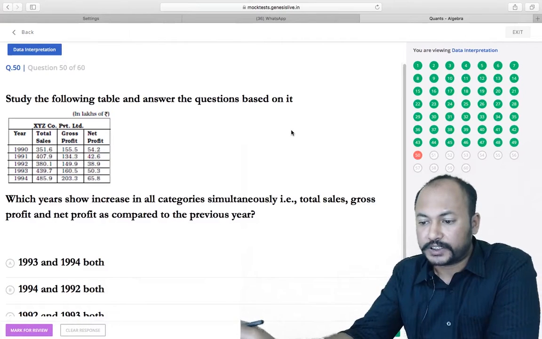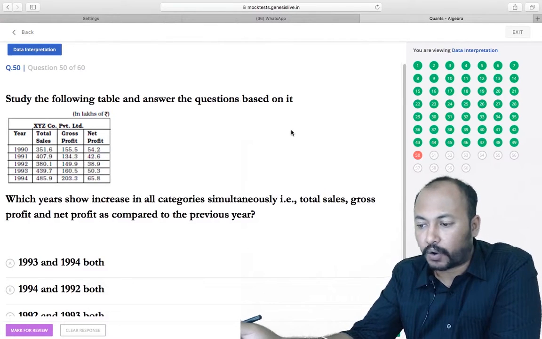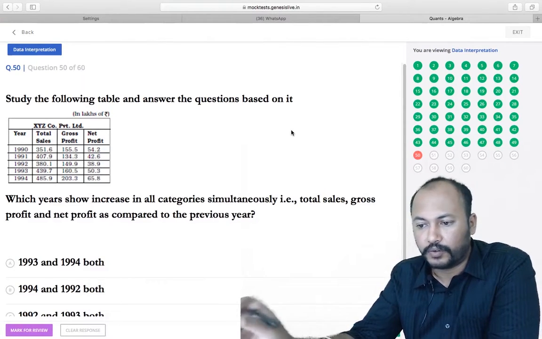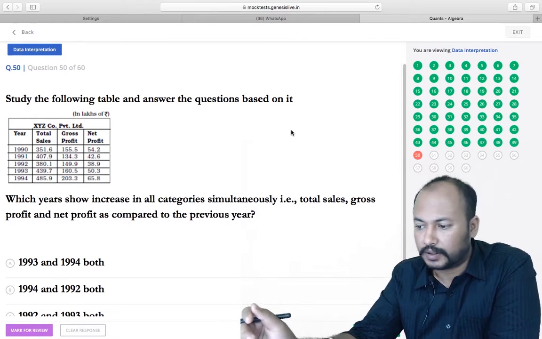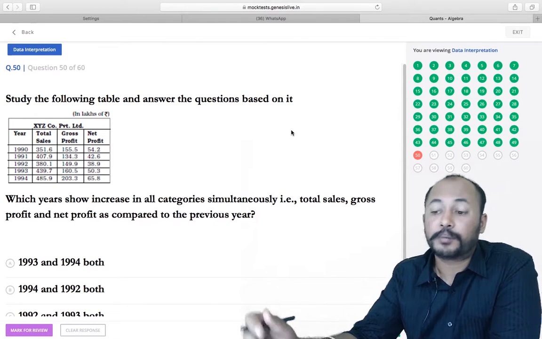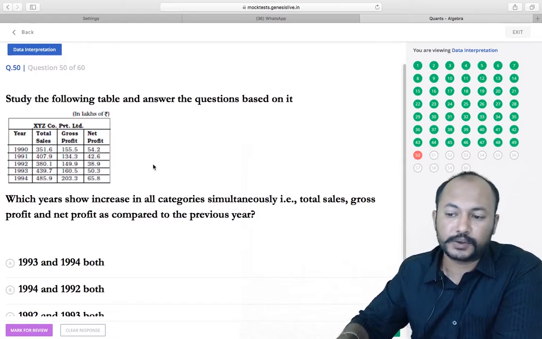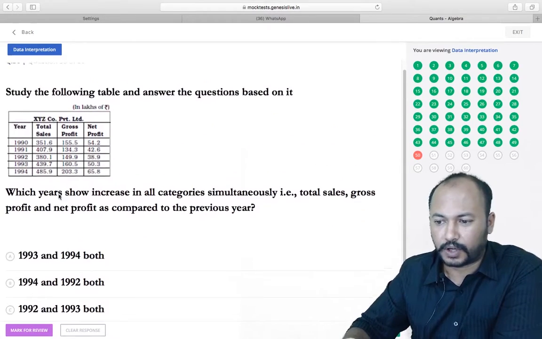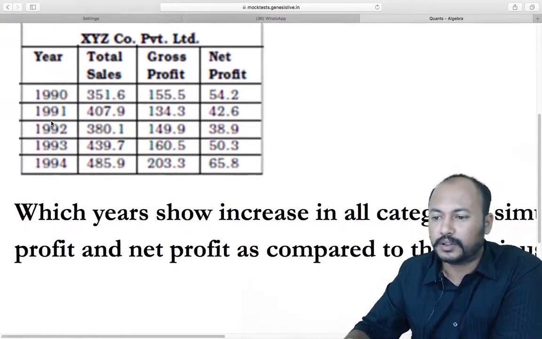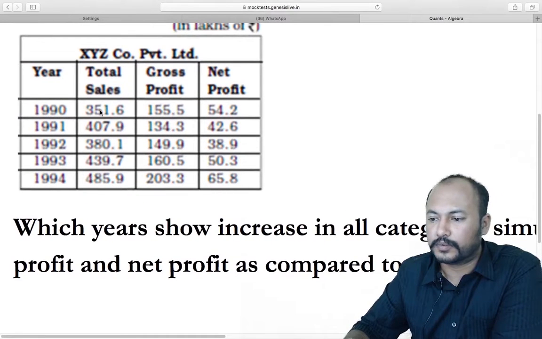Okay, so which years show an increase in all categories simultaneously? Which year shows an increase as compared to the previous? This is observation, no calculations at all. From 1990 to 91, this has increased, this has decreased. 91 to 92, this has decreased. 92 to 93, increased, and increased. So it is 92 to 93.